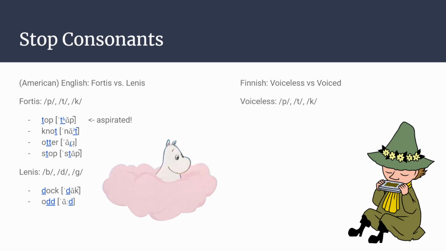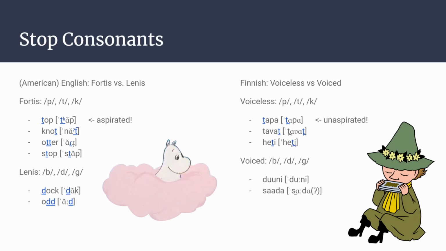So the voiceless consonants, being pe, te, ko, are never aspirated and are pronounced the same no matter their position in the word. So for example, tapa, at the beginning of the word, you can see that it's unaspirated, ta, ta, tapa. Tavat, at the end of the word, it's still pronounced the same, and then in the middle of a word, heti, still pronounced the same. This contrasts with the voiced consonants, be, de, ge. So for example, duuni and saada, it's always voiced.